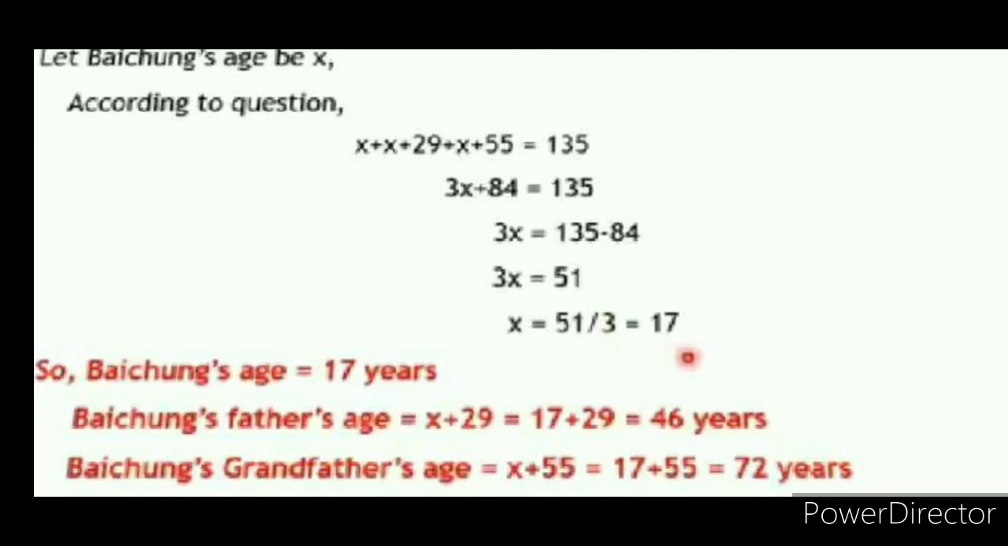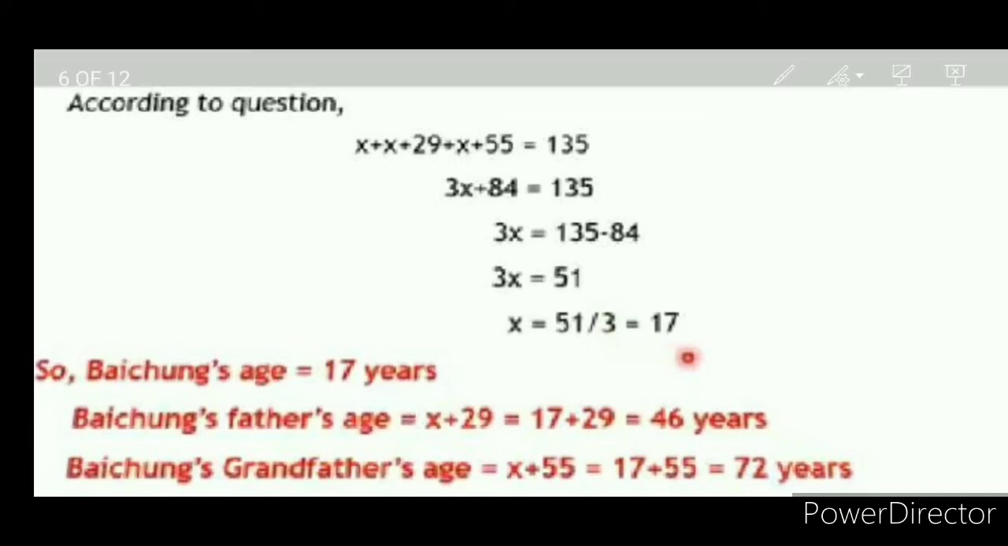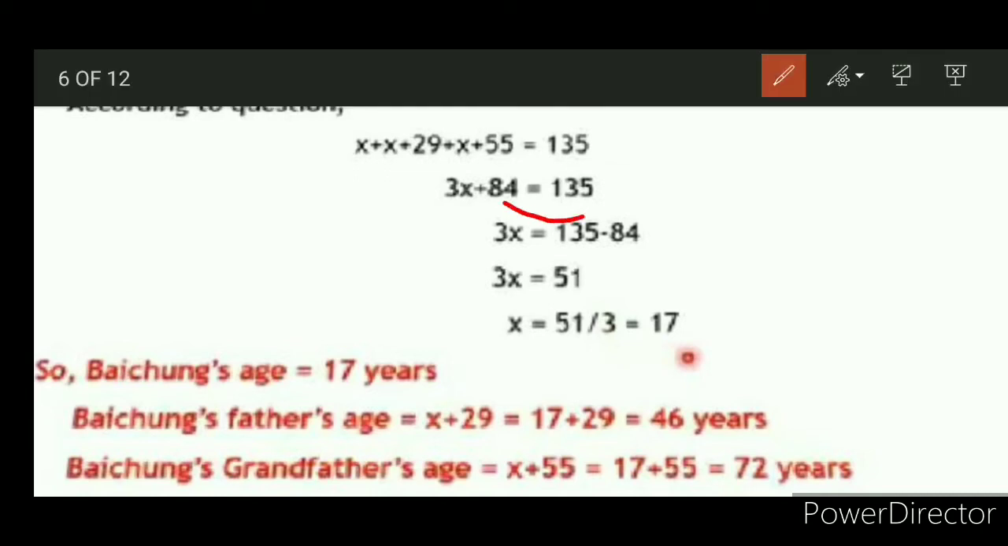See children, 3x we are having, and 29 plus 55 is 84. Next we are transposing 84 to the right hand side, it will become subtraction. 135 minus 84 is 51, and 3 transposed to the right hand side goes to the denominator and gets divided. 51 divided by 3 gives 17. That 17 is the x value. That x is Baijung's age.